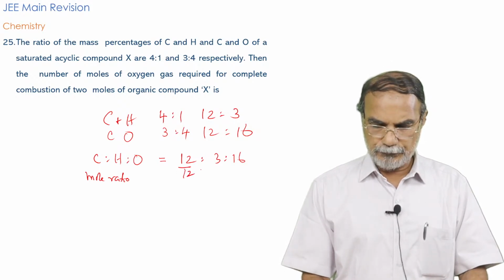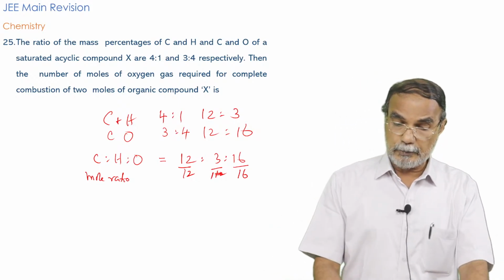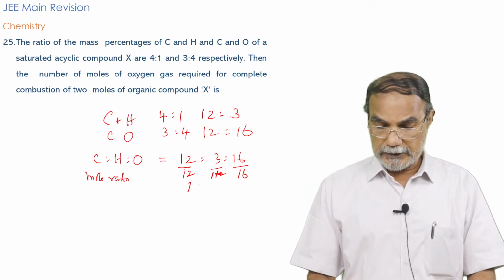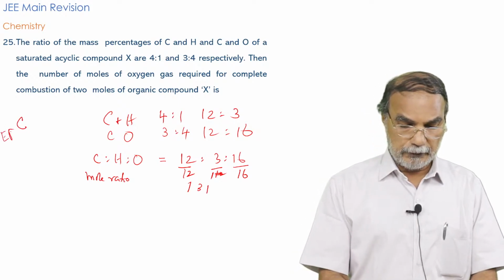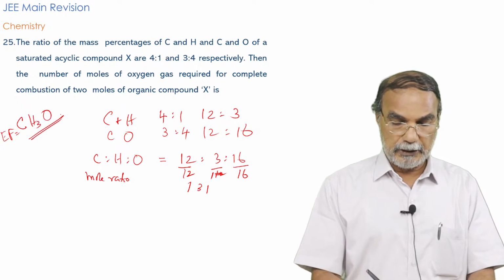So the mole ratio will be the mass divided by atomic mass. It's 12 by 12, 3 by 1, 16 by 16. Atomic mass of hydrogen is 1. Atomic mass of carbon is 12. So 12 by 12 is 1, 3 by 1 is 3, and 16 by 16 is 1. So the empirical formula of the compound will be CH3O. That's the empirical formula.